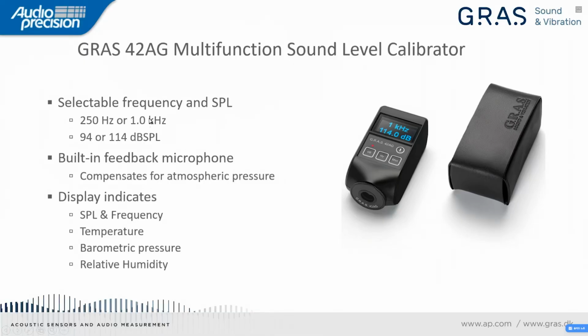It has a built-in feedback microphone, which helps it to compensate for any fluctuations in atmospheric pressure. And it has a nice digital display that can show the sound pressure level and the frequency as shown in the picture. You can also display the temperature, the barometric pressure, and the relative humidity.